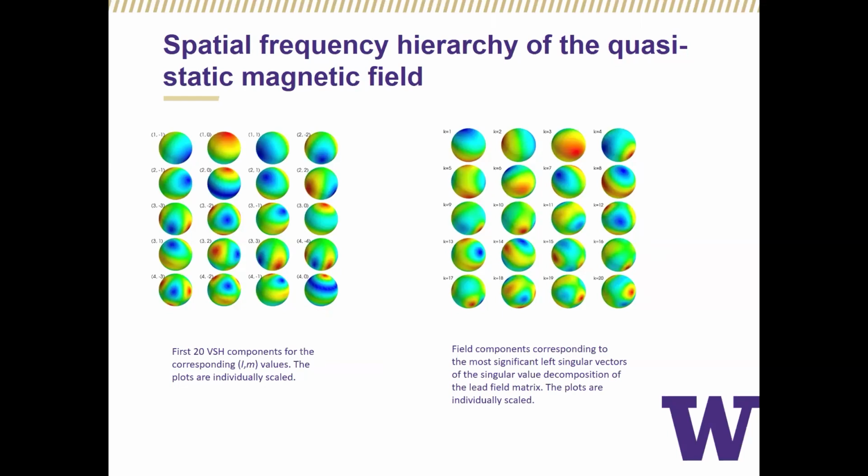On the right side, we have the lead field vector of an MEG system, and then we take the singular value decomposition. And similarly, we are looking at the 20 most significant left singular vectors of that expansion, and you can kind of see that they are very similar. So even if you do this as an SVD of the lead fields, you get a similar structure of these spatial frequencies.